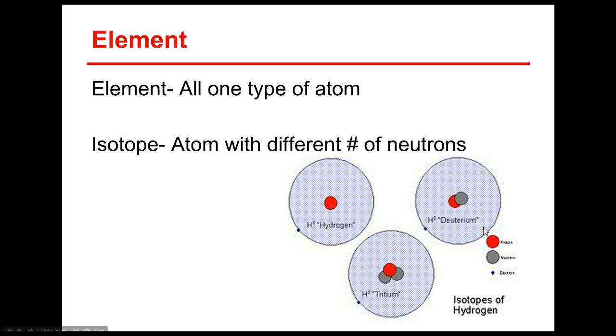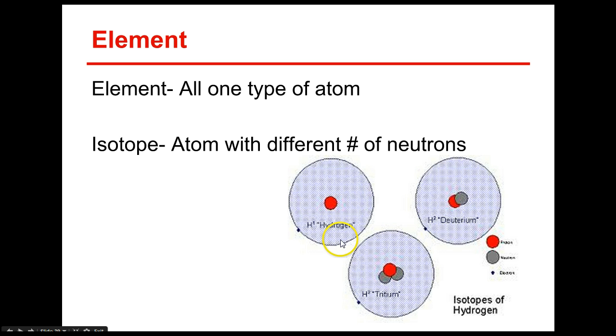Element. So now that we know the structure of an atom, let's talk about what happens when we put multiple similar atoms together. The definition of an element is all one type of atom. So if I have 100 billion gold atoms, I have a sample of gold, that means it's all one type of element. Okay, all the same element, all the same atom. Now an isotope is also part of an element, but they're just different versions of the same atom.